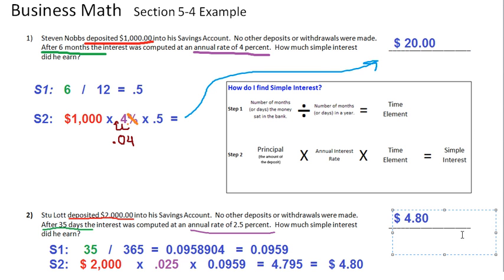To summarize what we found here, Stu put $2,000 in his bank, and he left it in there for 35 days. At the end of the 35 days, how much money did he earn? He earned $4.80. If you leave your money in your savings account, it's going to grow. And growing money is a lot better than just having it sit in your piggy bank at home where it's just going to stay the same. Savings accounts are wonderful that way.